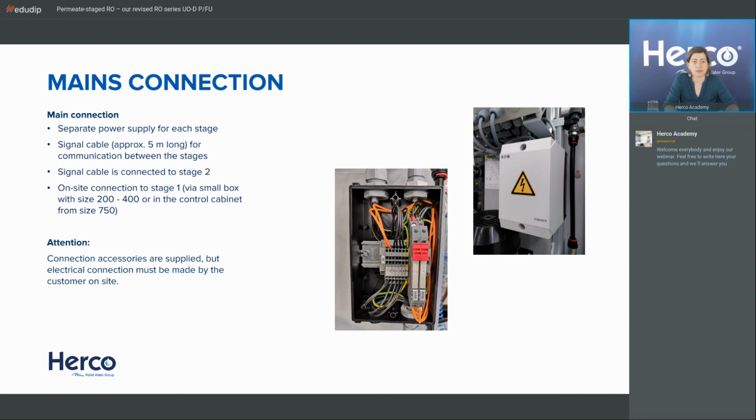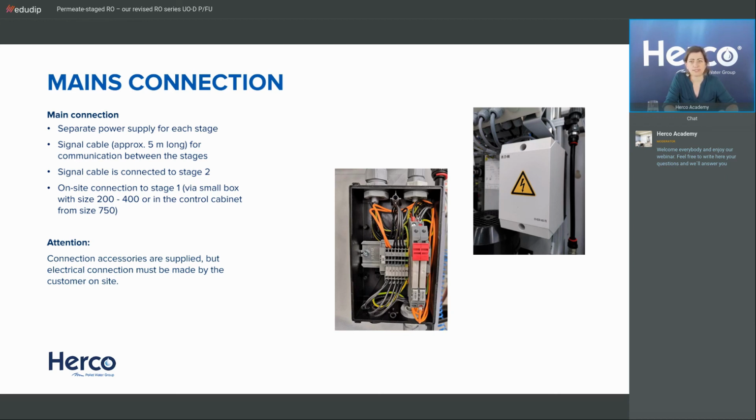Now, the on-site connection to stage 1 is done via a small control box. So for the sizes 200 or 400, you see this box in the picture. This is a box we usually use, I think, for Profinet.